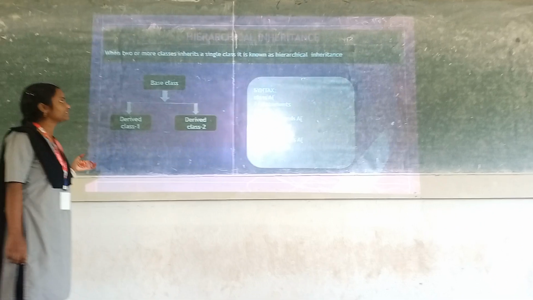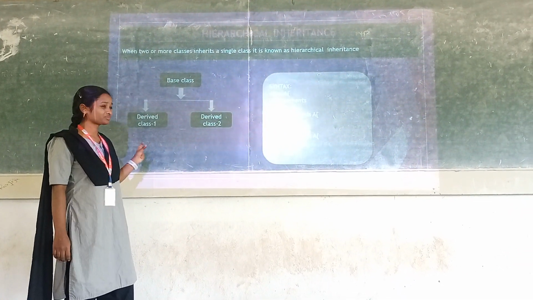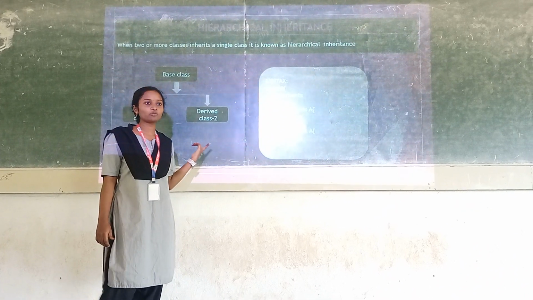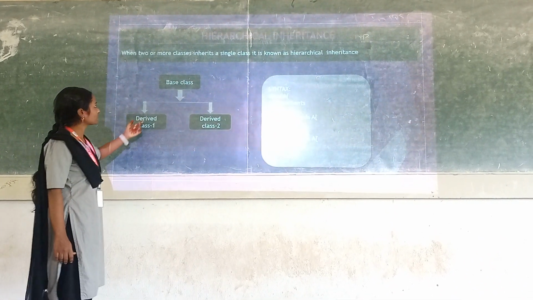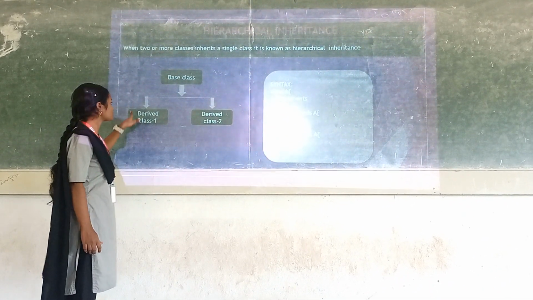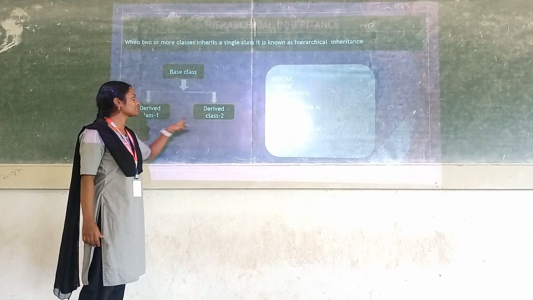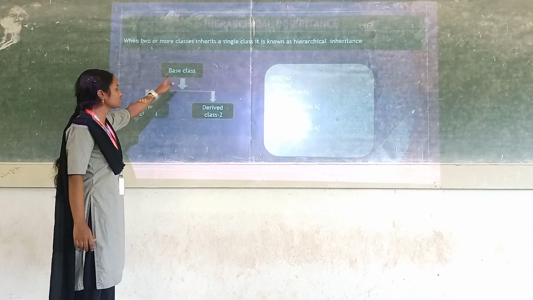Next, hierarchical inheritance. Hierarchical inheritance means a parent class can have multiple children. We can see here in the flowchart: derived class 1, derived class 2. These two derived classes are derived from the same base class. These two derived classes are inherited from the same parent, which is the base class.